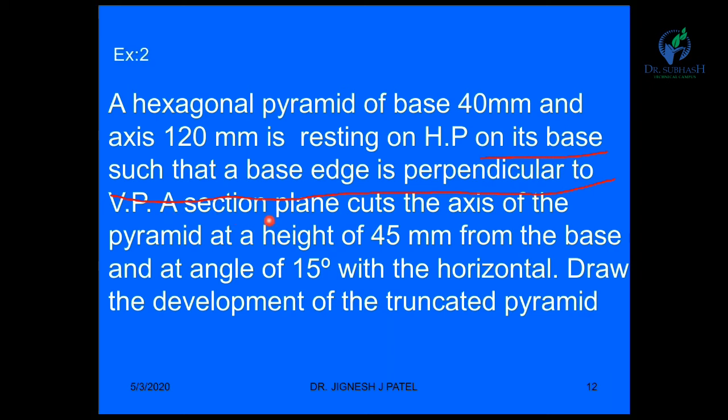A section plane cuts the axis of the pyramid at a height of 45 mm from the base and at an angle of 15 degrees with the horizontal. Draw the development of the truncated pyramid. Here a hexagonal pyramid is given whose base is 40 mm and axis height is 120 mm. It is resting on HP on its base, such that the base edge is perpendicular to VP. Now a section plane cuts the axis of the pyramid at a height of 45 mm from the base.